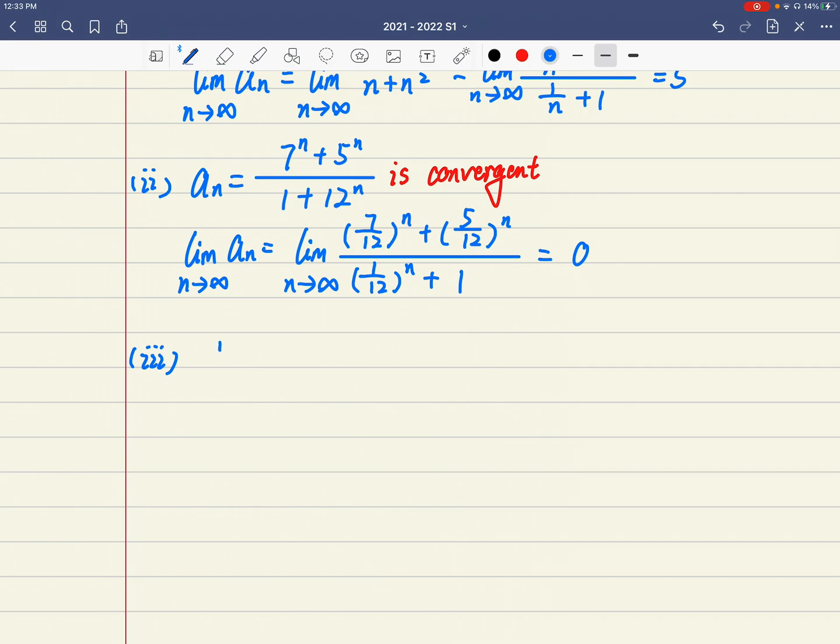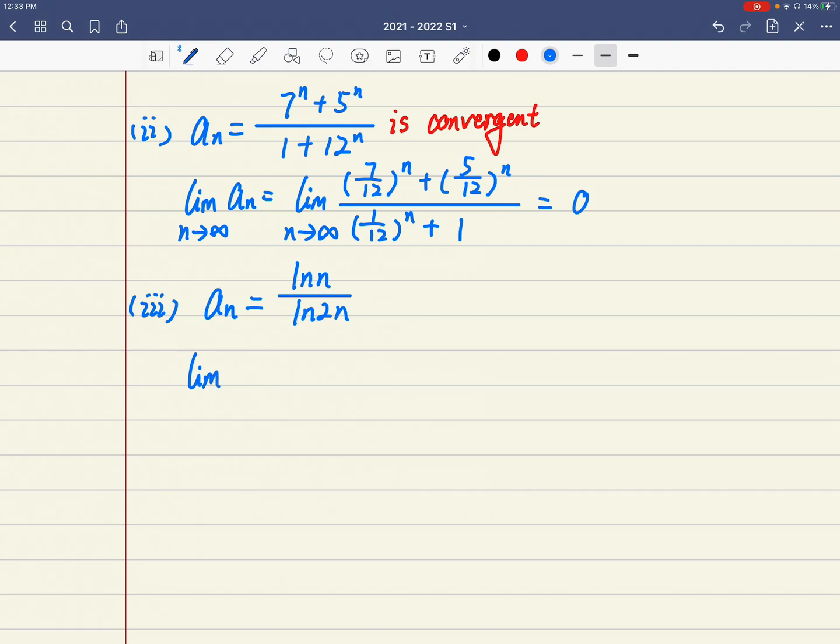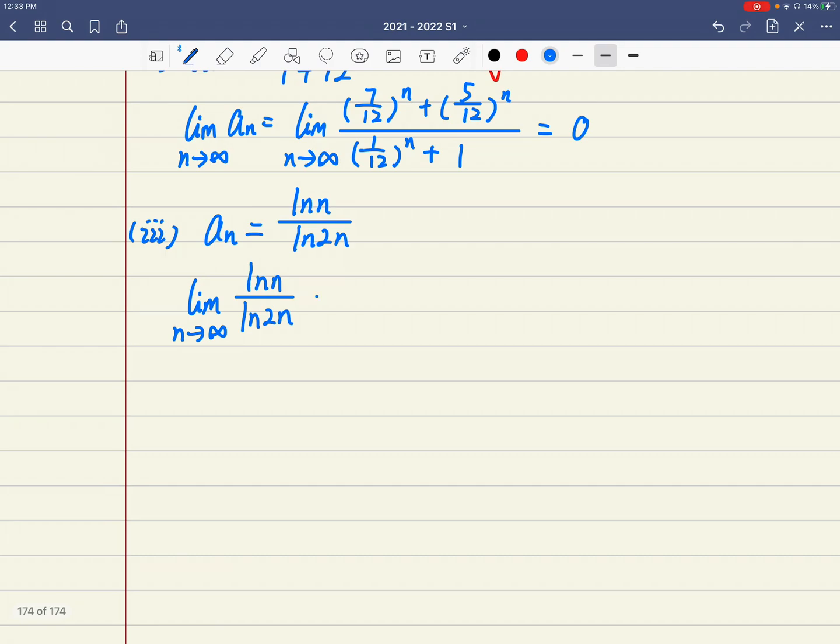What about part 3? Part 3, an is ln n over ln 2n. Again, we want to get the limit of the sequence. So how do we get the limit of this sequence? First just try substitution. It's infinity over infinity, so we want to apply L'Hopital's rule.